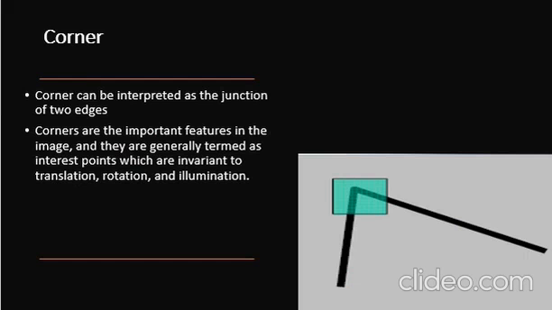Corner. What is a corner? A corner is a point whose local neighborhood stands in two dimensions and different directions. In other words, a corner can be interpreted as a junction of two edges, where an edge is a sudden change in image brightness. Corners are important features in the image, and they are generally termed interest points, which are invariant to translation, rotation, and illumination.